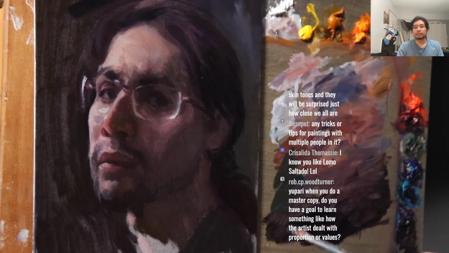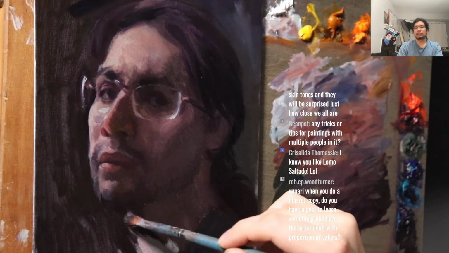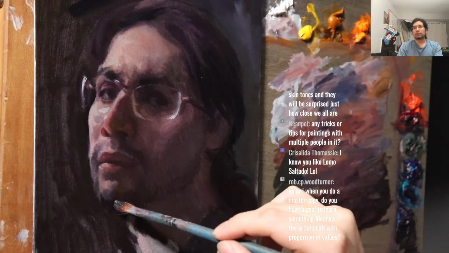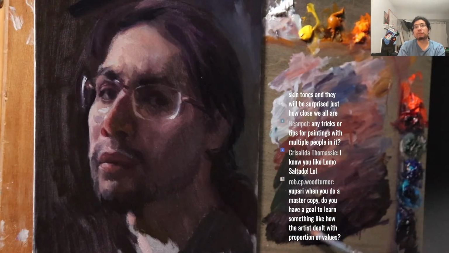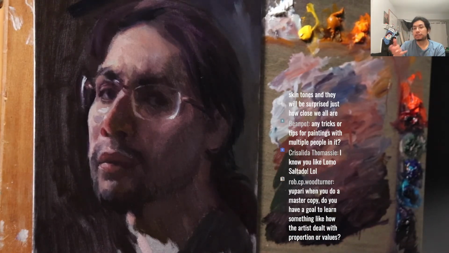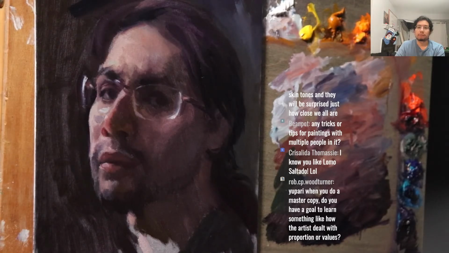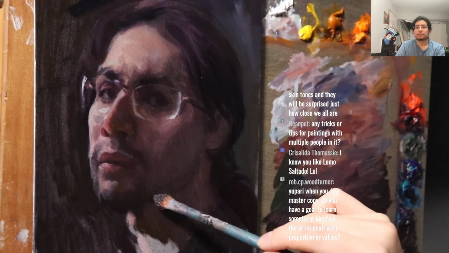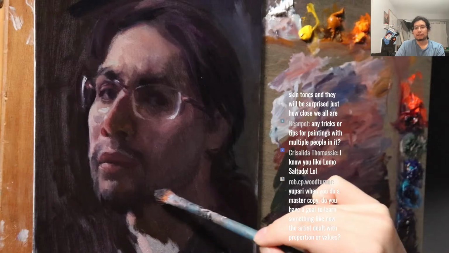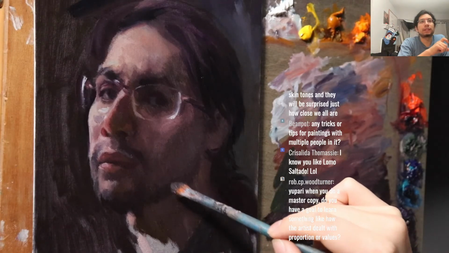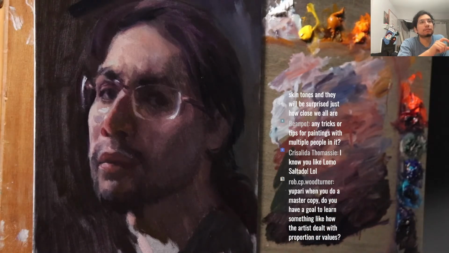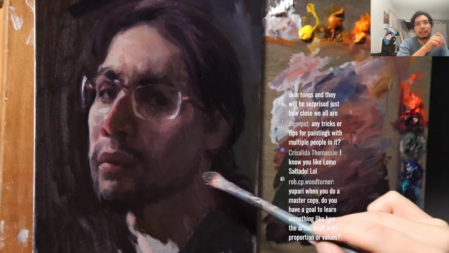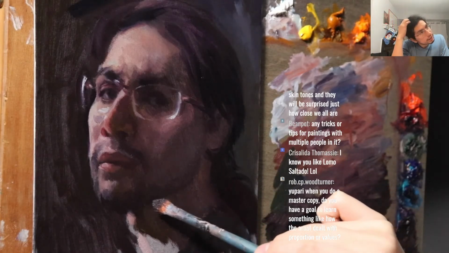When I do a master study, I go into it with the mindset of: I don't know what I'm going to learn from it yet, but I know I'm going to learn something from it. So I go into it open-minded, not so much "I'm going to start this Rembrandt because I want to get better at values." I usually tell myself I'm going to start this Rembrandt because I know I'm going to get something from it, and I may not know what it is. And sometimes that's the way it is.